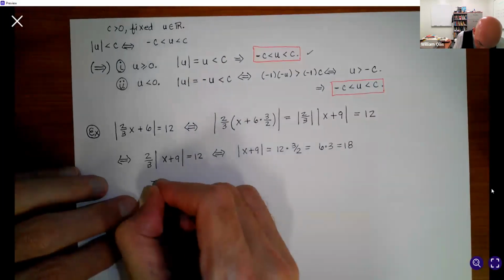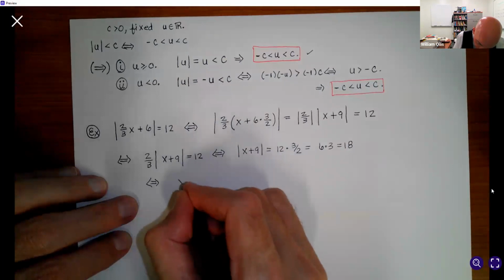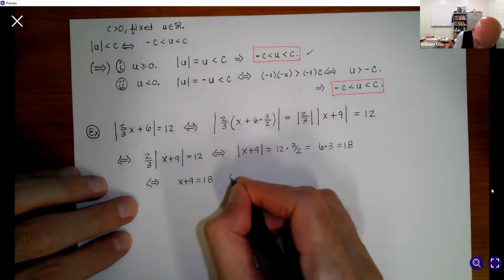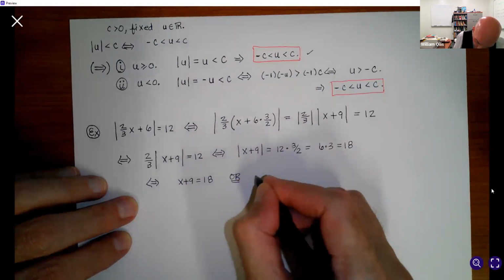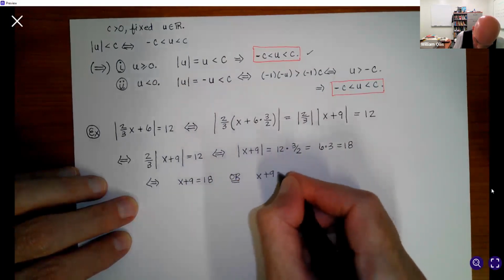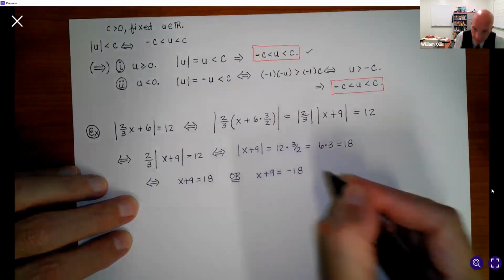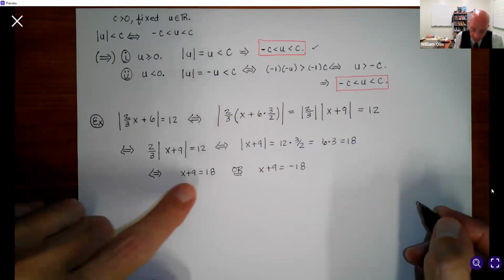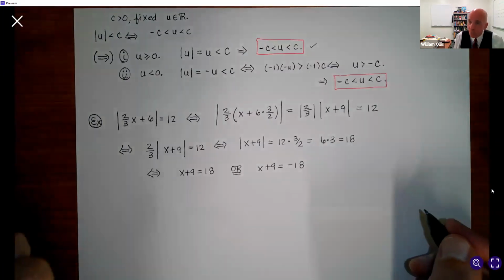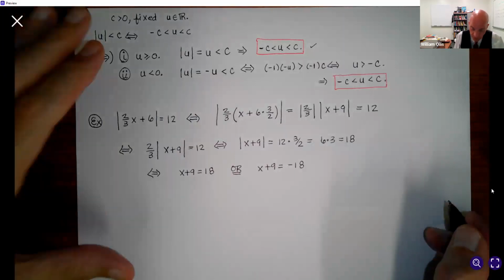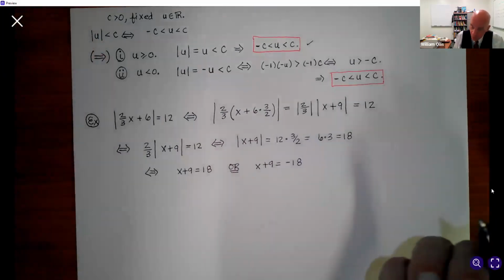So now, equivalently, using the theorem, we'll have x plus 9 equals 18, or x plus 9 equals the additive inverse of 18. So now when we look at this, these are just simple equations. I mean, we don't even have to use zero product. We just do them because they're easy.